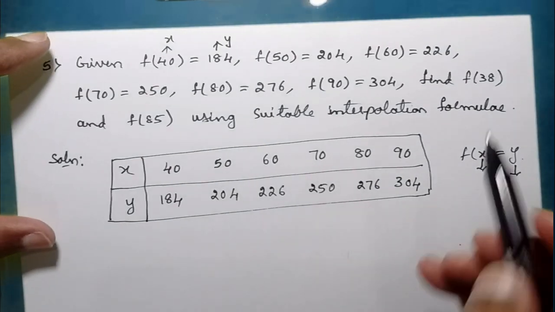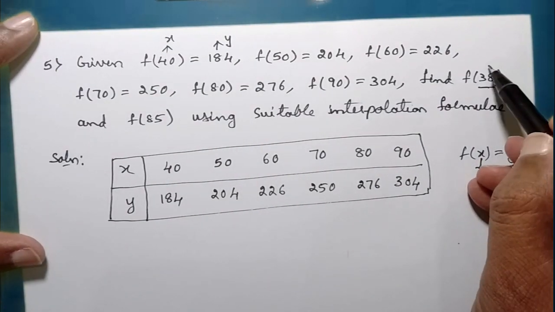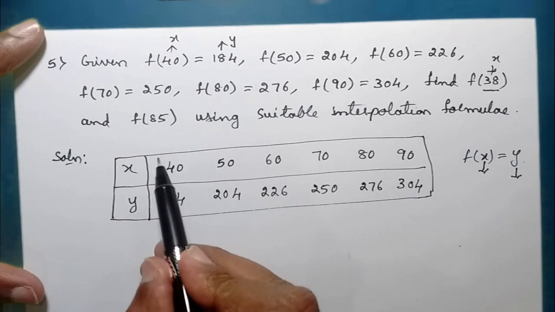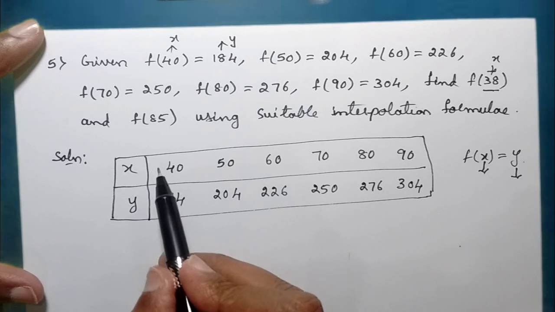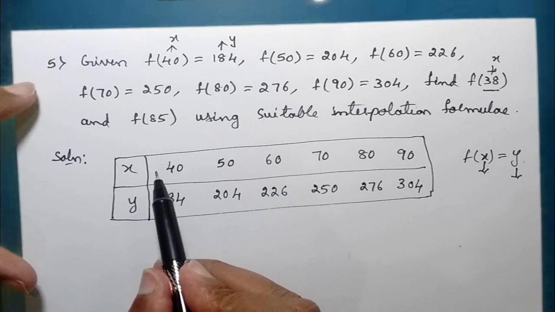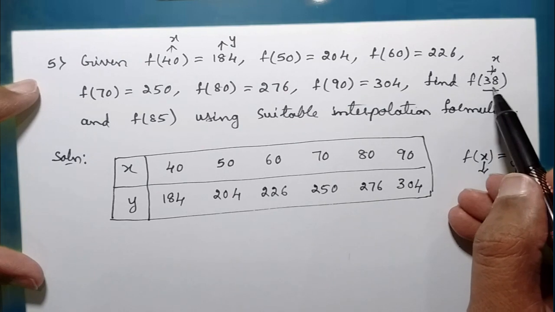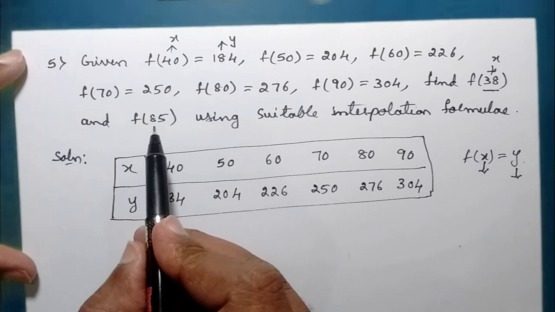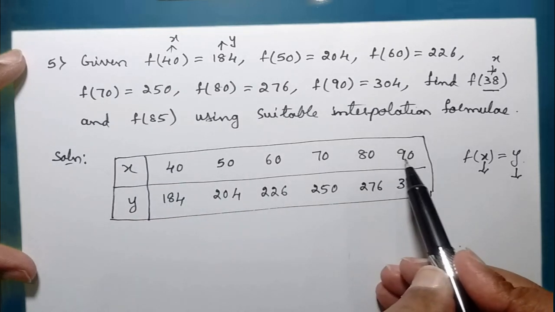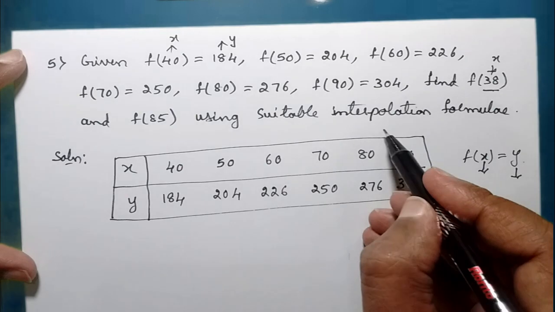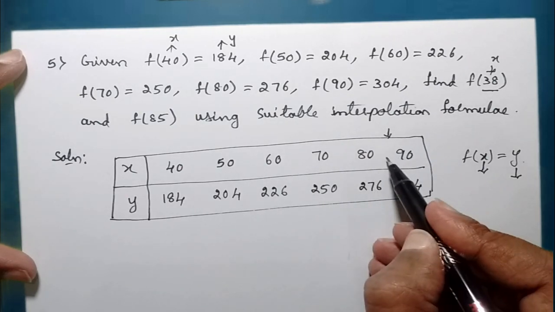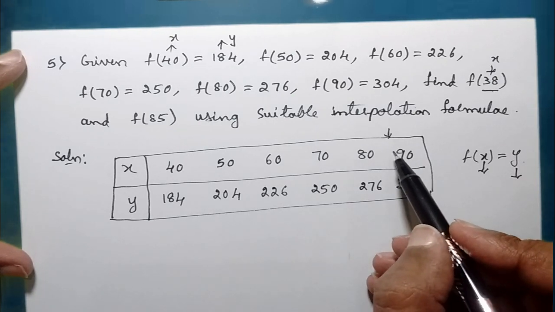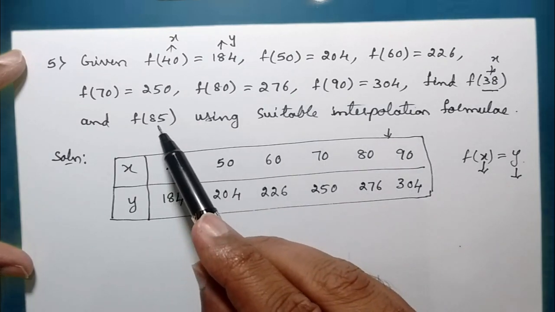Now the question is, we need to find out F38. So value of x is given as 38. So where is 38? 38 is at the beginning. So whenever it is at the beginning, we have to use Newton's forward interpolation formula, because 38 is at the beginning. So for this I have to use the Newton's forward interpolation formula. This is one value. Go for f of 85. Where is 85? 85 is between 80 and 90 over here. So the value is over here, 85. Where is 85? 85 is at the end. So because 85 is at the end, therefore we have to use Newton's backward interpolation formula.